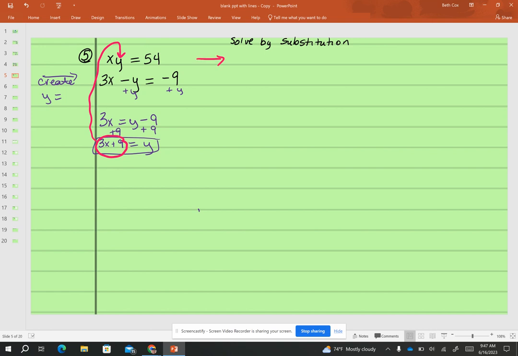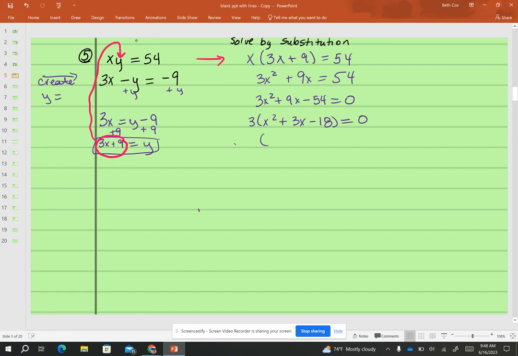Okay, so let's look at that. That's going to give me x times 3x plus 9 equals 54. I'm going to distribute. I'm going to solve it, setting it equal to 0. I'm going to factor it. The 3 is common. 18, I think. And then I'll continue factoring.